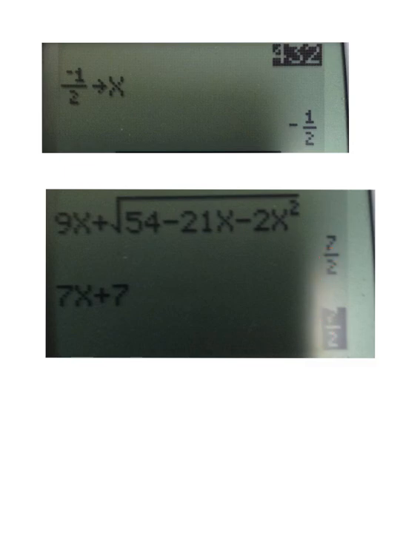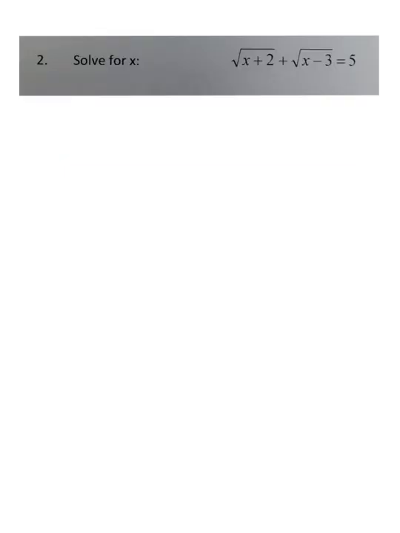You'll do the same thing, I'm not going to show it, but you'll do the same thing for 5/3. It will also check. So your answer is x equals negative 1/2 and x equals 5/3.